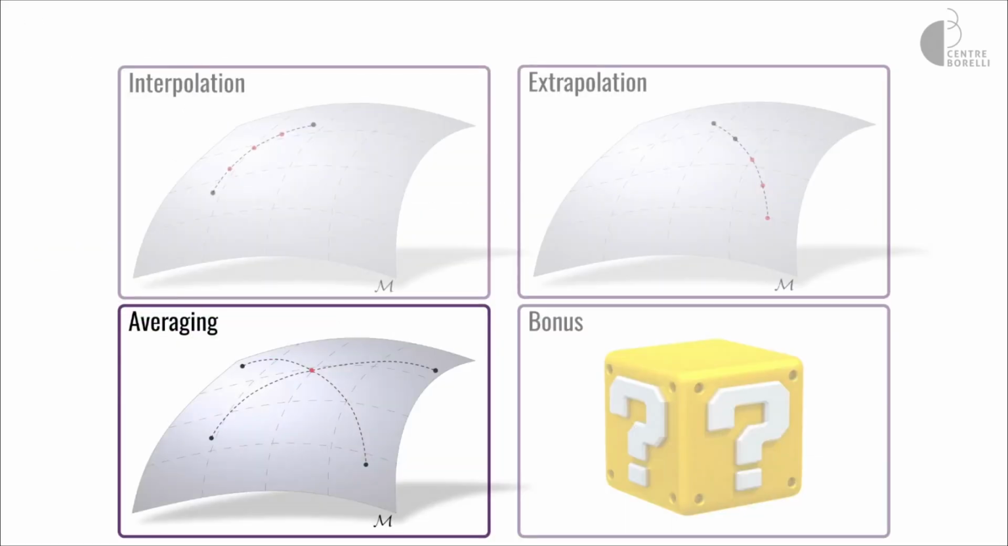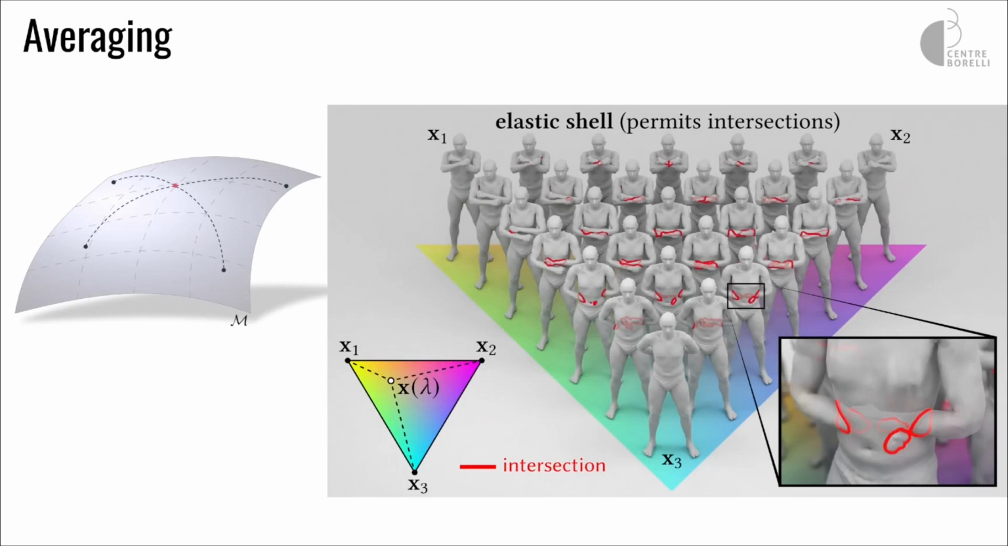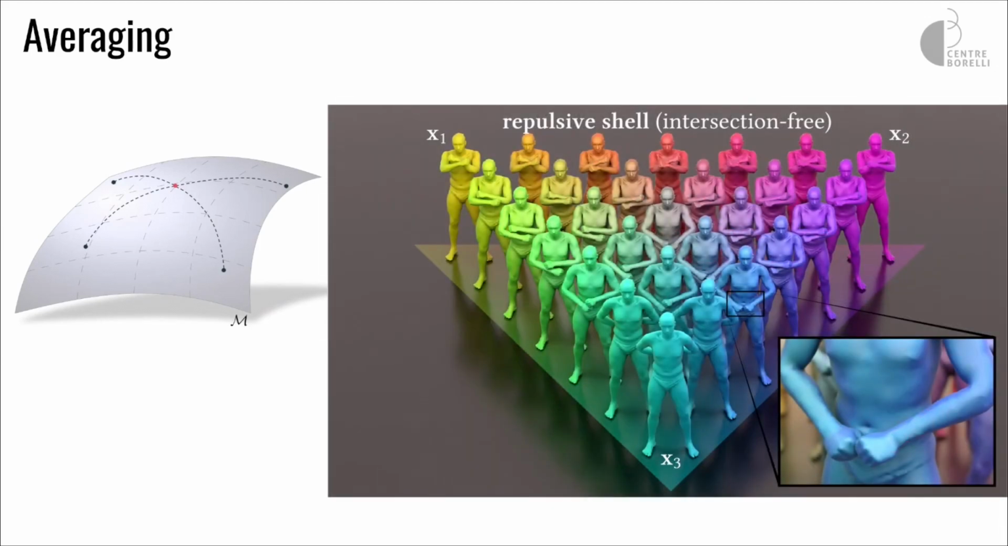So if you come to averaging, you can look at Fréchet means on the shape space. If you do this on an elastic shape space, then you have certain configurations and again you get a lot of self-intersections all over the place on these weighted averages between the extremal shapes x1, x2, x3. Then you can switch over to repulsive shape space, and you get guaranteed means free of self-intersection. That's beyond the interpolation and extrapolation things you can do on the shape space.